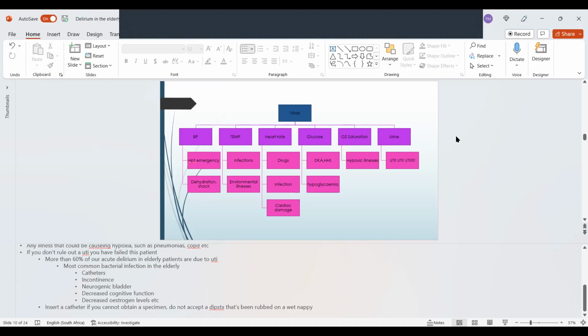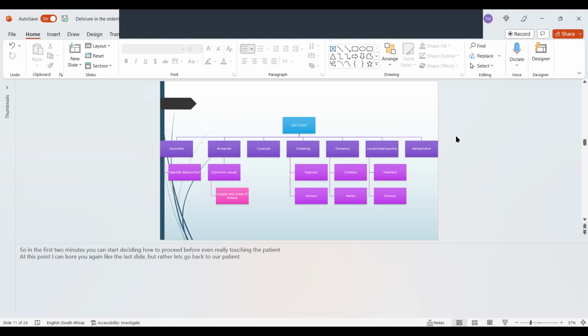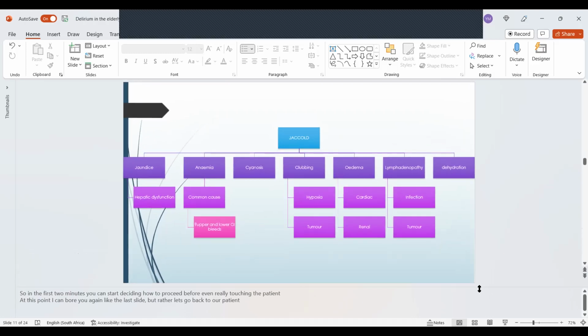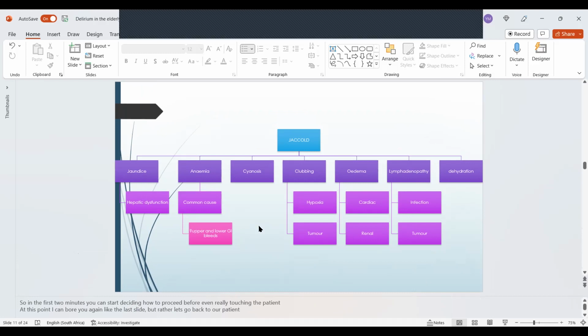Okay, let's look at our last slide for today. So our Jack hold as well. Jack hold is also something that we should be looking at. This also takes you about 2 minutes, and it's something that you should look at, because it can tell you quite a bit.